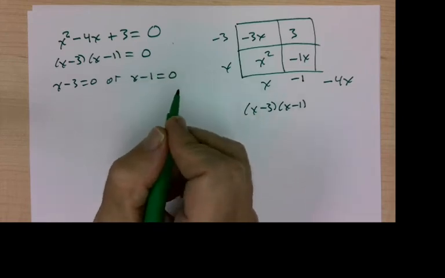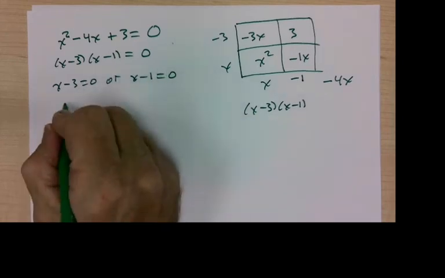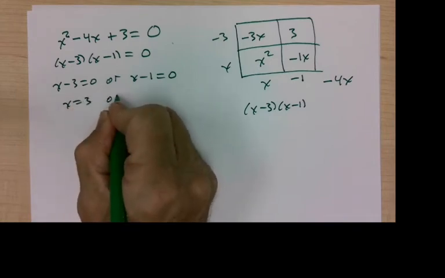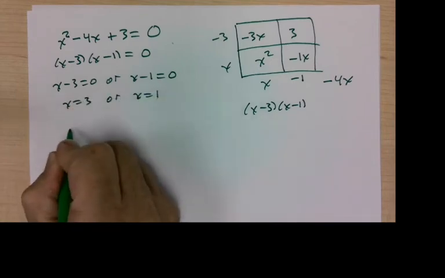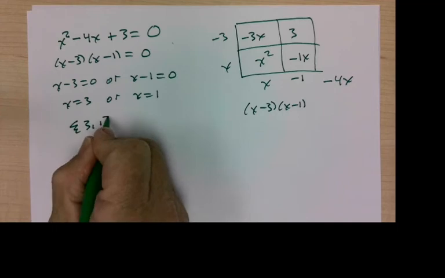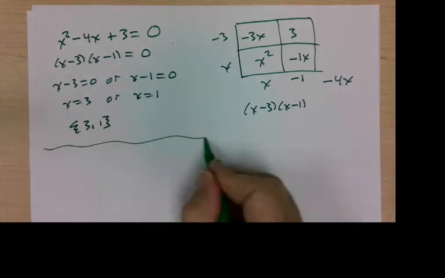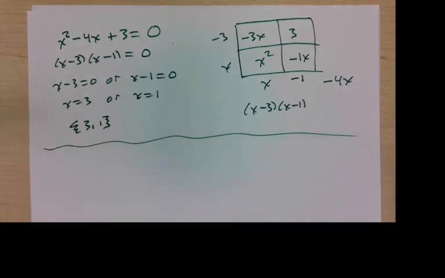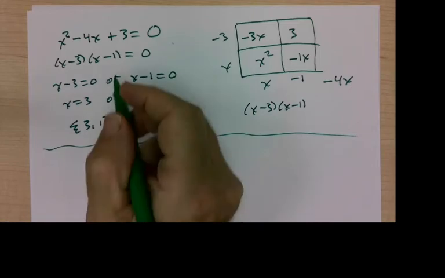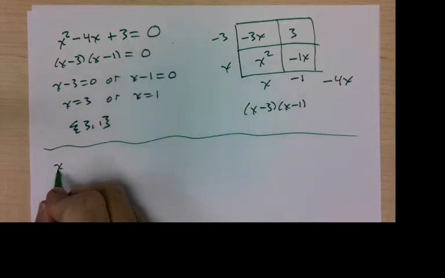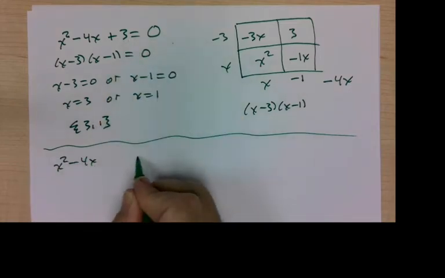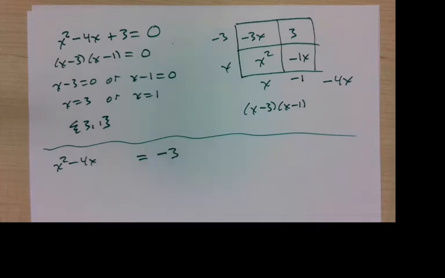So adding the 3 to the other side, the 1 to the other side, I get x is 3 or x is 1. So my answer is 3 and 1. So that is the factoring strategy, but that's not the only way we can solve this. So what we're going to do is add the 3 to the right side, and rewrite this as x squared minus 4x equals negative 3.